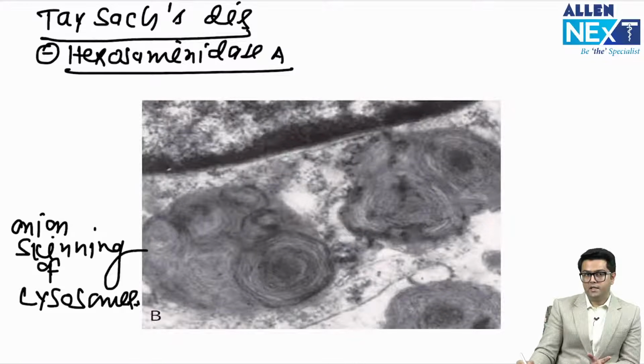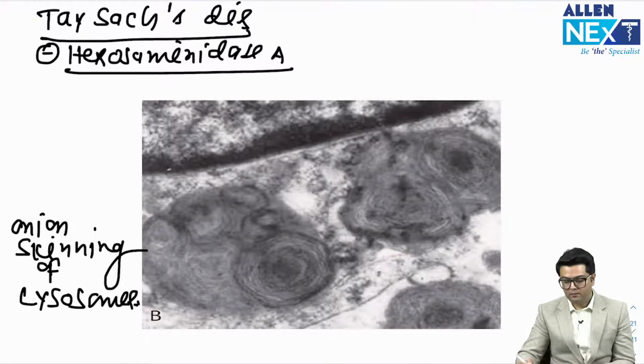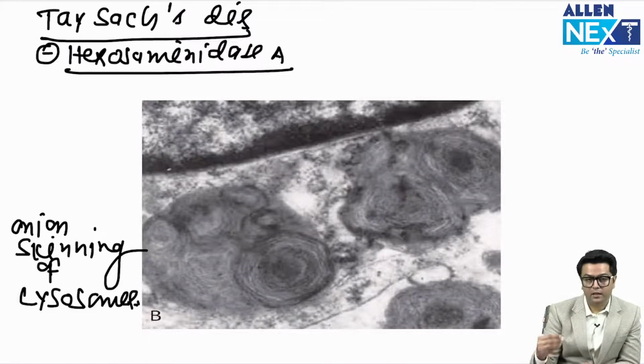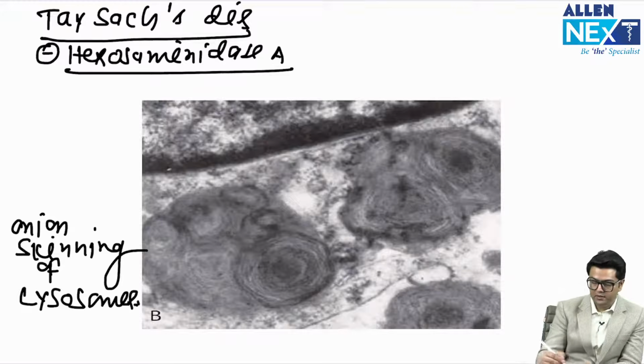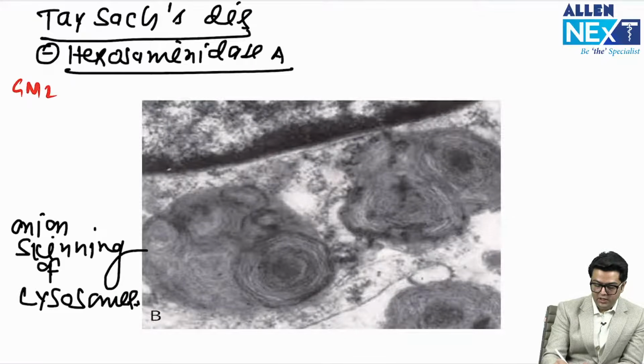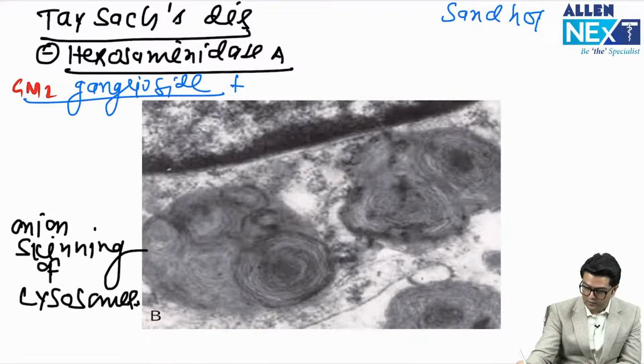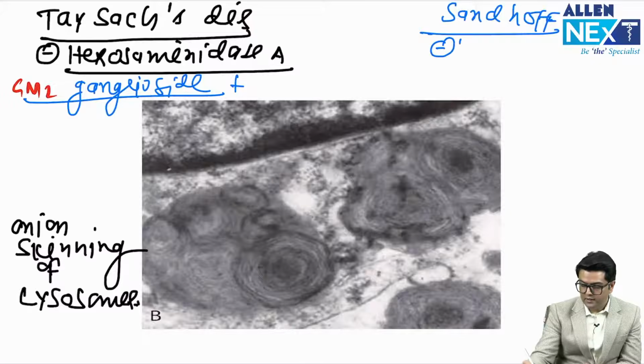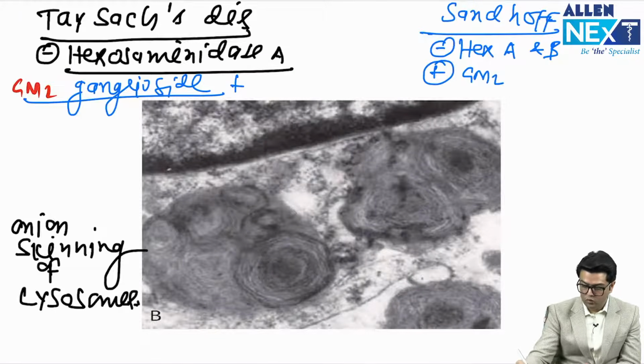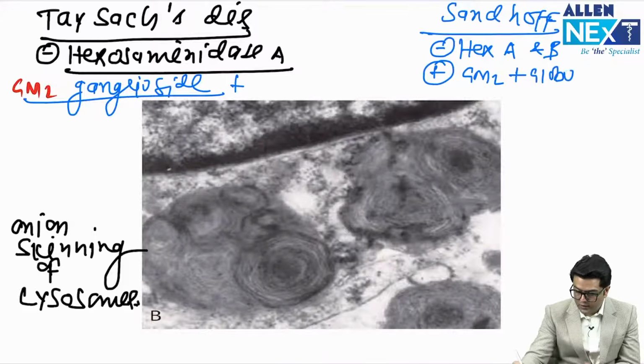So how do we differentiate Tay-Sachs from Sandhoff's? The name of the lipid helps us identify the disease. In this case, GM2 ganglioside is the name of the lipid which accumulates. While in Sandhoff's disease, there is deficiency of hexosaminidase A and B both, and there is accumulation of the lipid called GM2 ganglioside plus there is also accumulation of globoside.